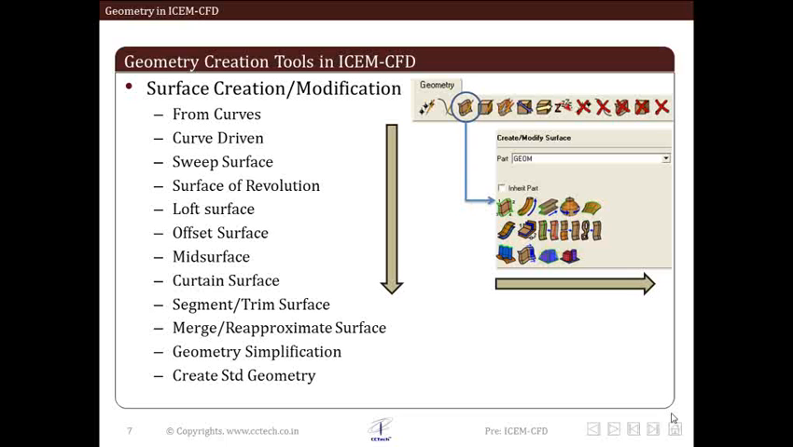When you click on the Surface option, a window will expand, which includes the part name and the different surface creation and modification options. Let us have a look at these options as we proceed from left to right. We can create surfaces from curves, by curve driven, by sweep surface, by surface of revolution, by loft surface, by offset surface, by mid surface, by curtain surface, by segmenting or trimming another surface, by merging or reapproximating surfaces, by geometry simplification, and creating standard geometry. We will discuss all these options in detail in the coming slides.